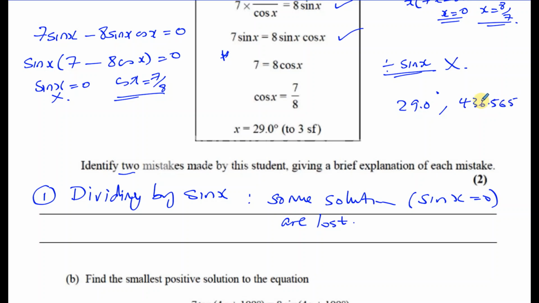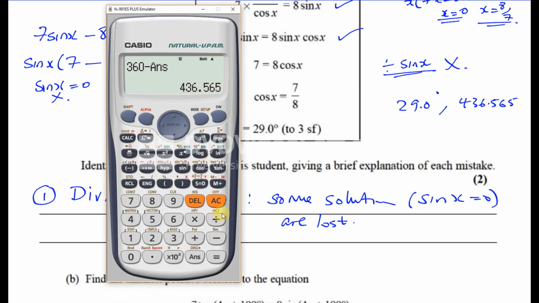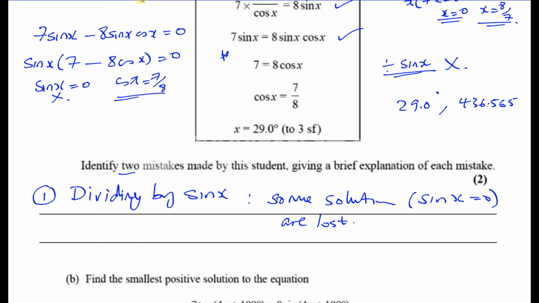436.565. Sorry, what am I doing? That can't be right. So you got 360 minus 29.0. I don't know what I did there. 331, of course. I don't know where that comes from. My mind is going blank here. That's 331. Okay. Now 331.0. Now that is outside of our range.